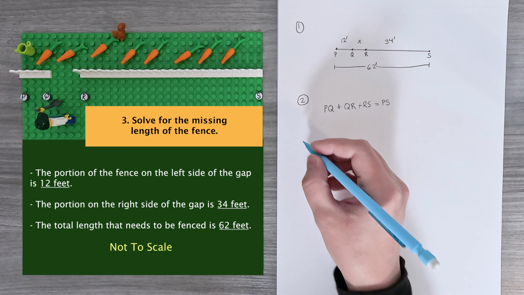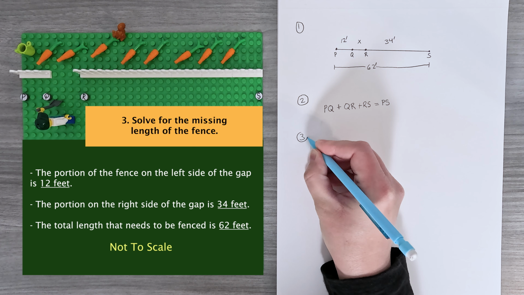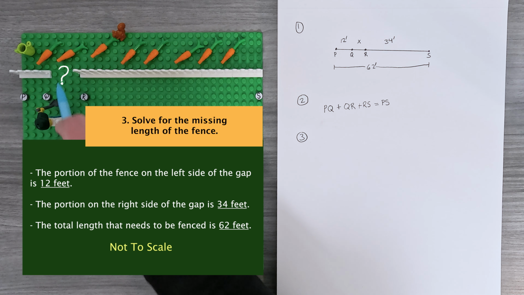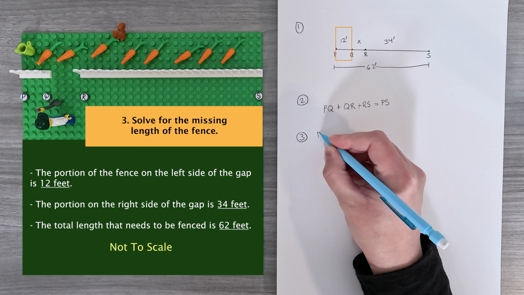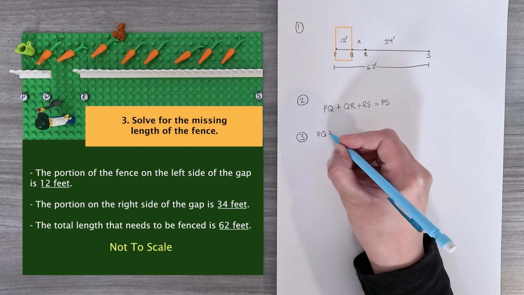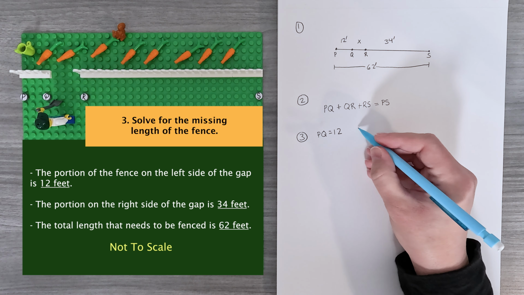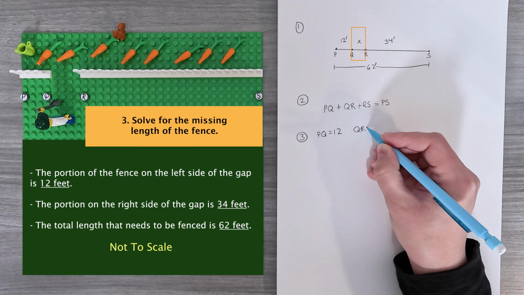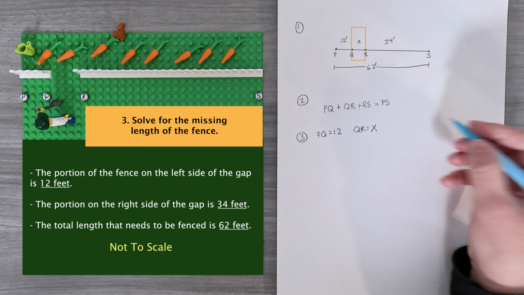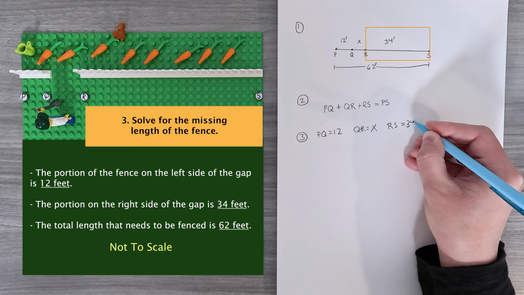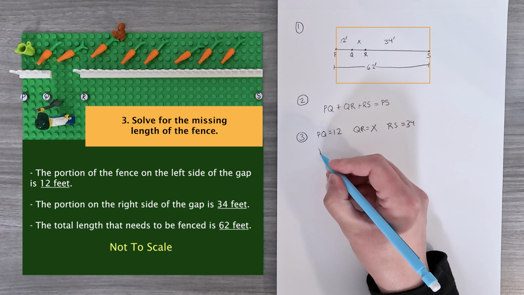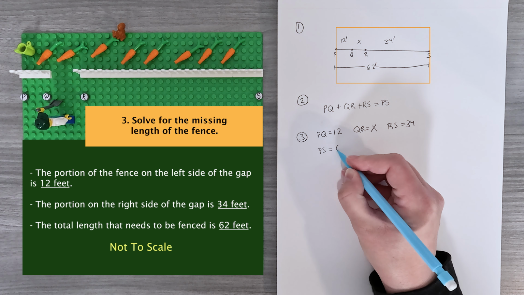All right, for the last task, we are going to actually solve for the length here, and we're going to use the equation that we built to do that. So let's write out the lengths of each segment. So line segment PQ has a length of 12. Line segment QR has a length of X. Line segment RS has a length of 34. And then the whole thing, line segment PS, has a length of 62.